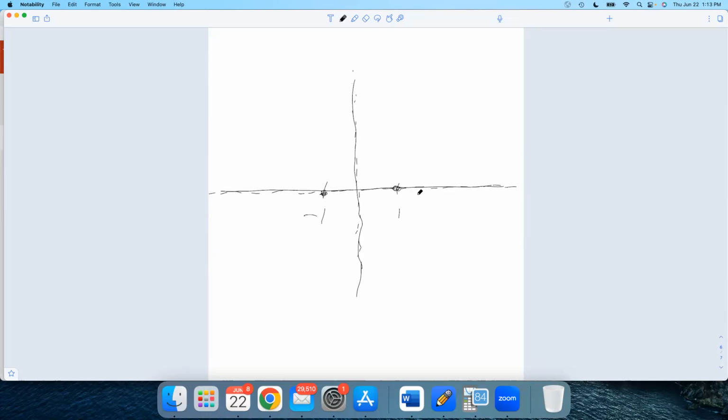Notice that we're crossing over our horizontal asymptote. That happens. On occasion, you will cross over a horizontal asymptote. Horizontal asymptotes only tell you what happens out here on the ends. They don't tell you anything about the middle. Anything can happen in the middle.